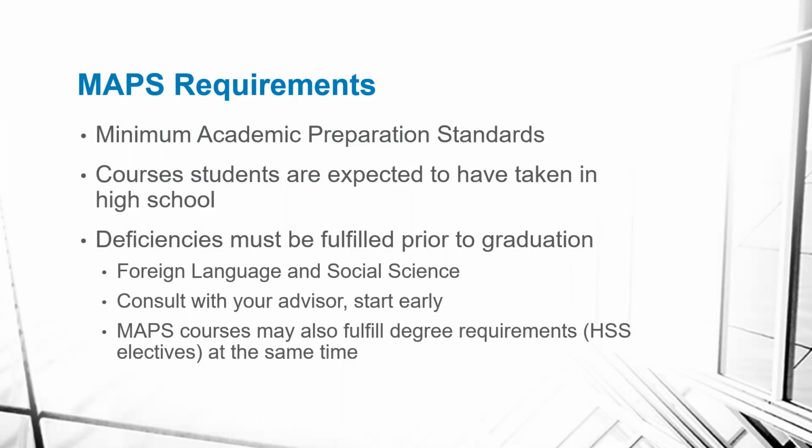You can see in your online degree audit if you have a MAPS deficiency, and if you do, you should consult with your advisor about what classes you need to take to fulfill that deficiency. Courses that you take to fulfill a MAPS deficiency can also fulfill degree requirements, often humanities and social science electives. So it's important to start early and plan ahead to make sure that you're not taking more courses than you need to.